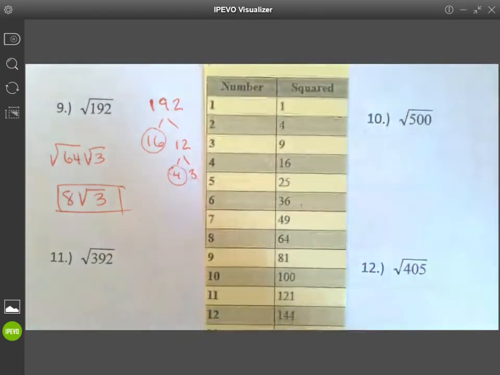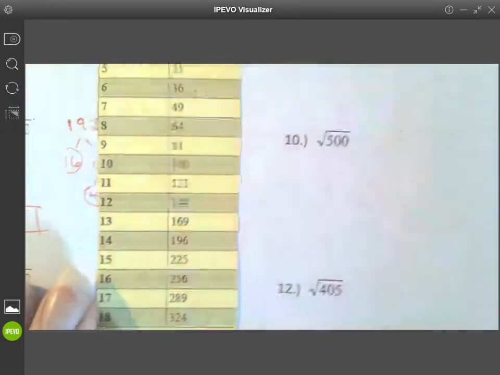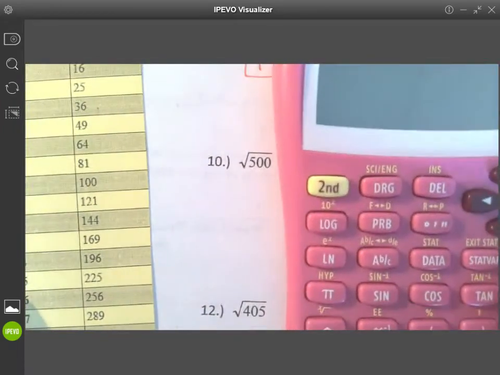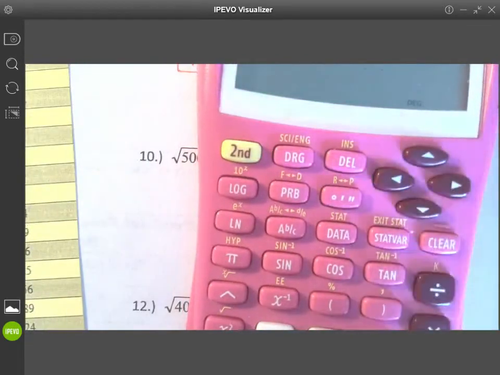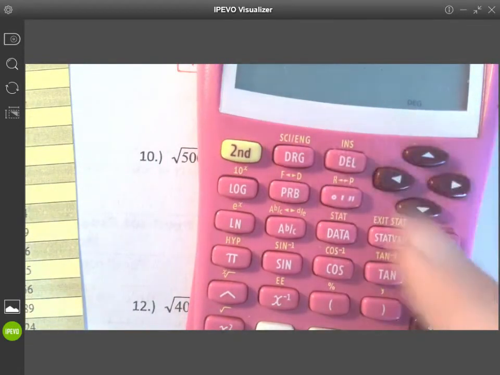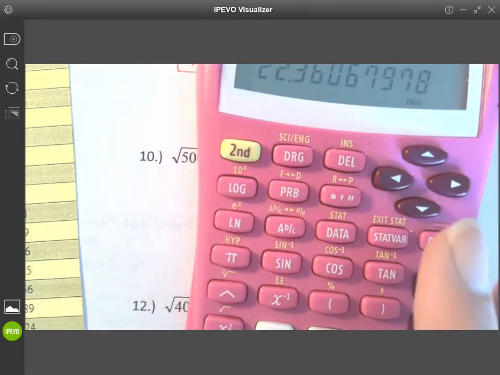All right, square root of 500. That's not even on my list. So the first thing I'm going to try is put it in my calculator. Square root of 500. Nope, not a perfect square.